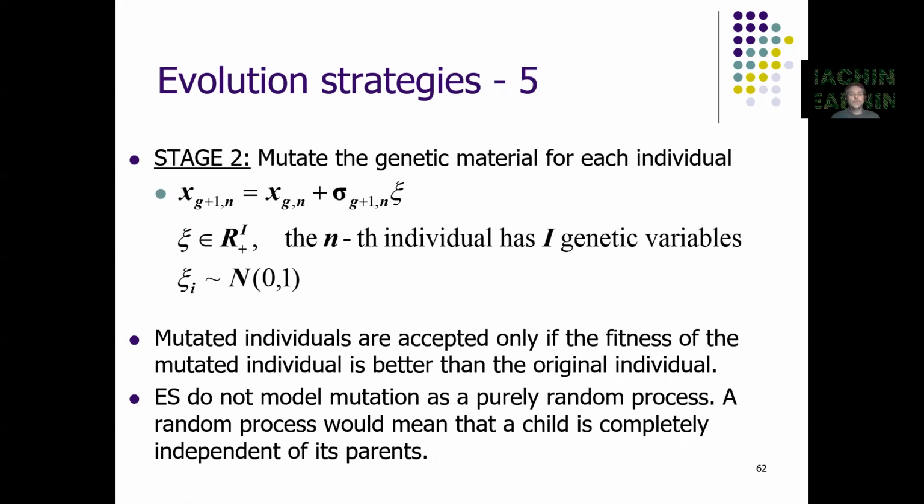Stage 2 of the mutation, you mutate the genetic material of each individual. So now you work at the level of the chromosome, and you alter the genes in the chromosome by using this kind of equation. In the standard GA, we had some simple noise. As you can see here, the alteration is based on the values of the mutation you calculated at stage 1.